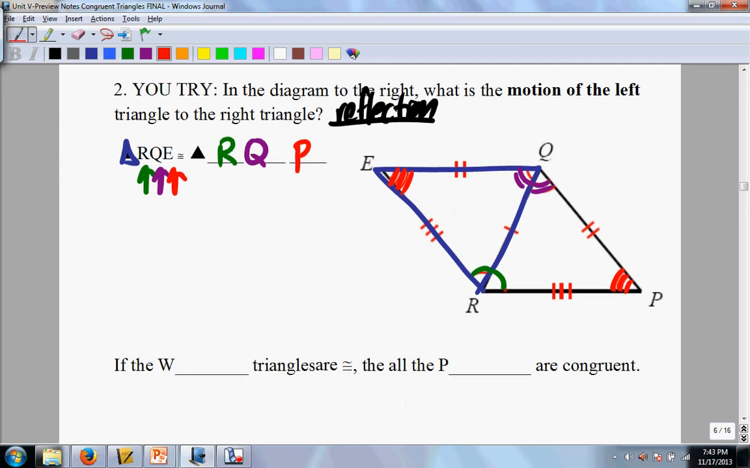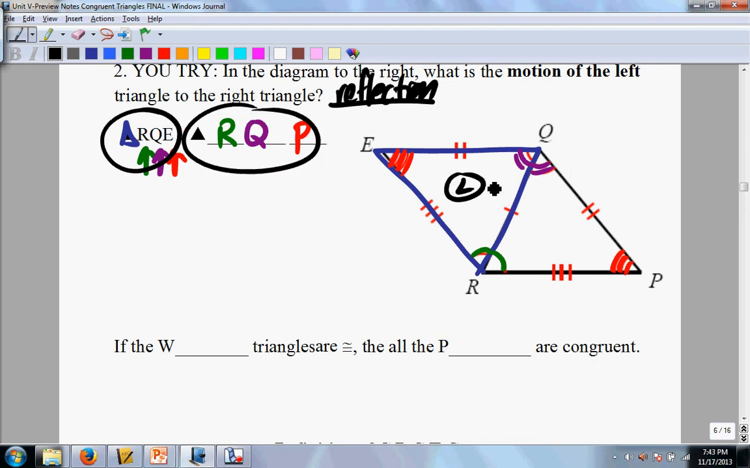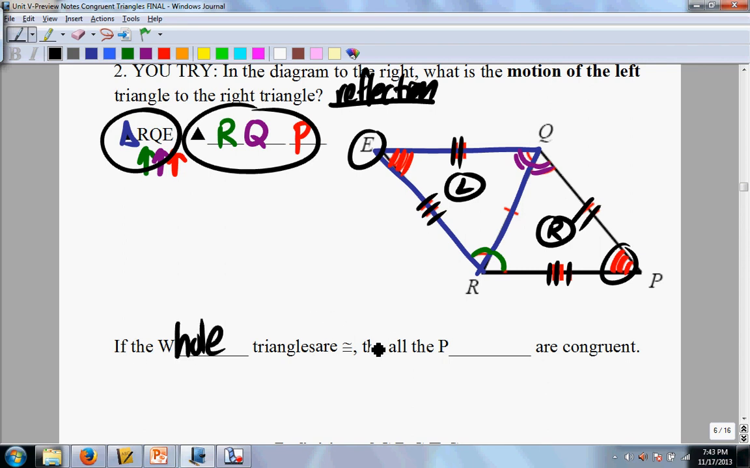Hopefully you did that correctly. So what we're noticing here, I'm going to teach you something real simple. If I say here the whole triangle is congruent, so the left triangle is congruent to the right triangle, then I can say all the corresponding parts are congruent. In other words, the angles are congruent, the sides are equal, each individual part is congruent. So we write, if the whole triangles are congruent, then the parts are congruent.